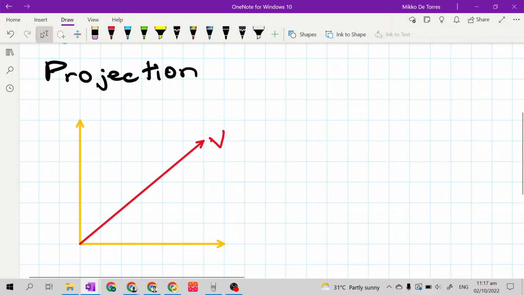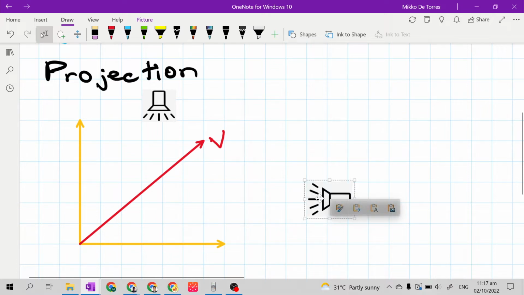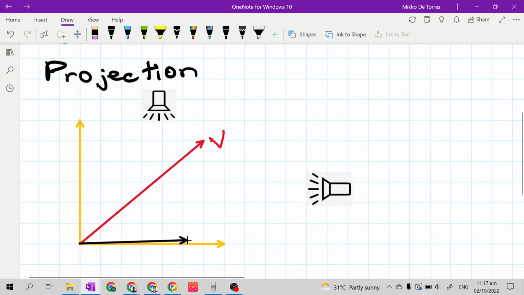To explain the principle of projection, we will use an imaginary flashlight at the top of the V vector, and another imaginary flashlight at the right side of the V vector. When the light strikes the V vector, it will create a shadow at the x-axis.